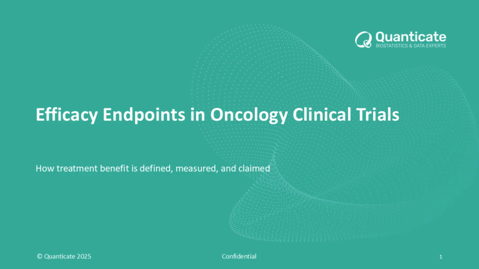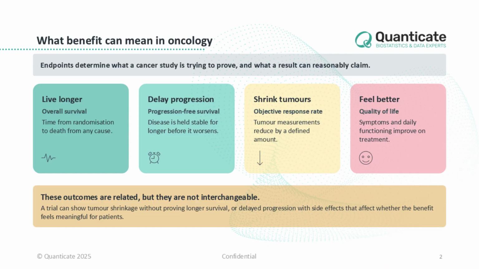Efficacy endpoints in oncology clinical trials define how treatment benefit is assessed. They determine what a cancer study is trying to prove and what a result can reasonably claim. In oncology, benefit can mean several things. A treatment may help patients live longer, may delay disease progression, may shrink tumours, or improve symptoms or quality of life. These outcomes are related, but they are not interchangeable.